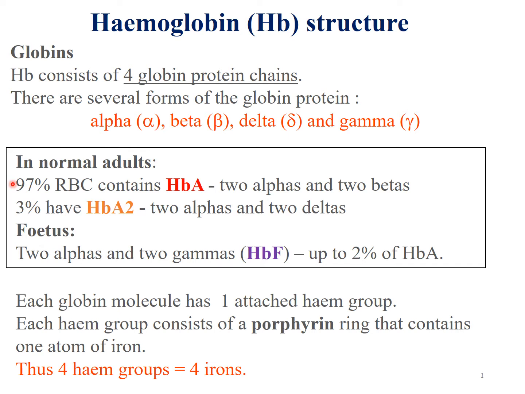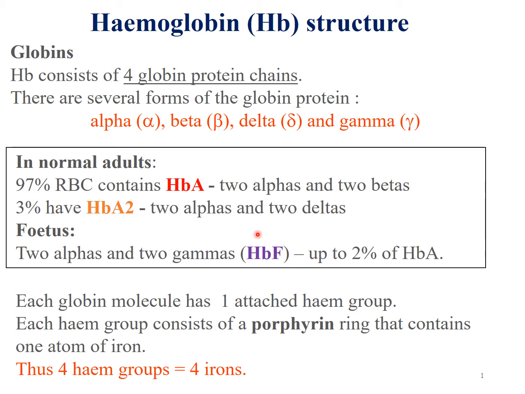Now, how about the fetus? The fetus has HbF, or the fetal hemoglobin, which is composed of 2 alpha chains and 2 gamma chains, while the fetus could also have up to 2% of the adult form of hemoglobin. So my question is, which form of hemoglobin do you think has the strongest affinity towards oxygen? Is it HbA, HbA2, or HbF? Well, the answer is HbF. That's because the fetus will require oxygen extraction from her mother's blood.